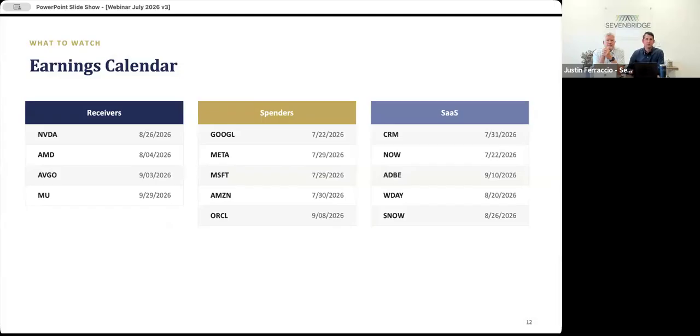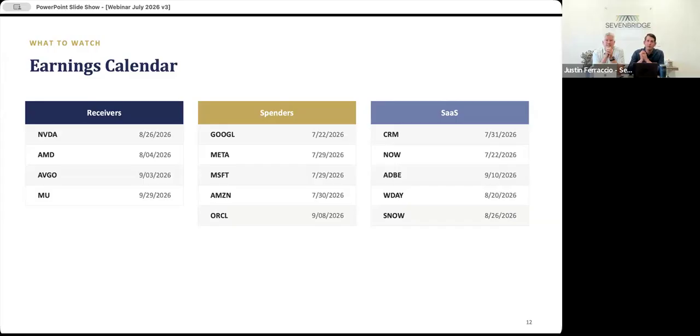So we don't expect you to track all these, but this is something that we pay attention to. I just wanted to show you a quick earnings calendar of receivers, spenders, and SaaS companies. The most notable ones coming up, we have Google tomorrow, and then that leads into next week, Meta, Microsoft, and Amazon. So within the next 10 days, we have pretty substantial earnings reports coming out. NVIDIA is pretty far away. And then again, end of this month, software companies, something to pay attention to.